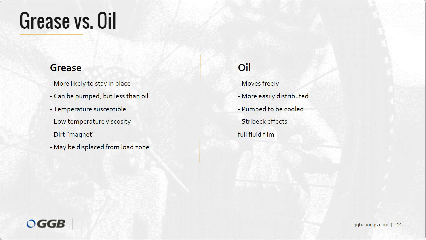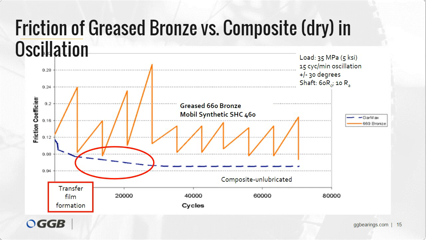Here's an example of a greased bronze bearing compared to a composite. And what we have here, you see this saw blade kind of motion, that we had a bronze bearing running at 5 KSI, 15 cycles a minute, plus and minus 30 degrees against the hardened steel shaft. So we lubricated it. You can see the friction started around 0.12.